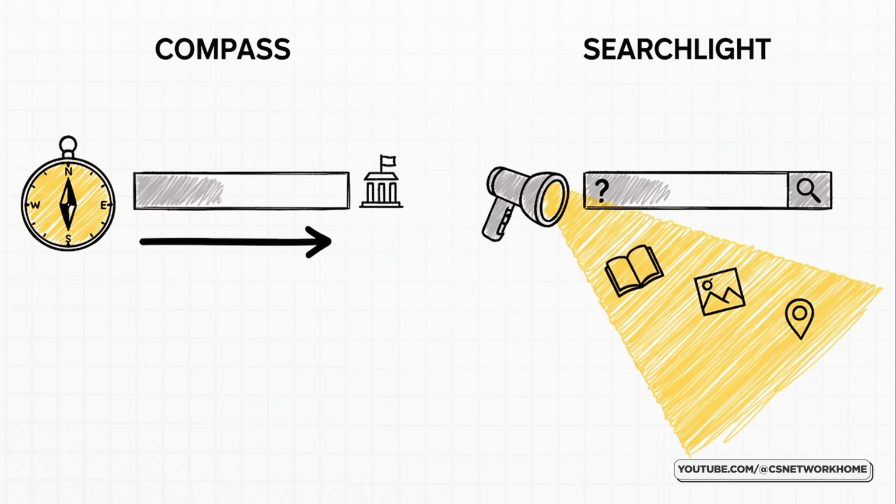Now, that address bar is way more powerful than it looks, because it actually does two really important things. Think of it as your compass. If you know the exact web address, the URL, you just type it in there and go straight to your destination. But it's also your searchlight. If you're not sure where to go, you can type a question or some keywords in, and it'll search the entire internet to help you find what you're looking for. It's a navigator and a discovery tool, all in one.